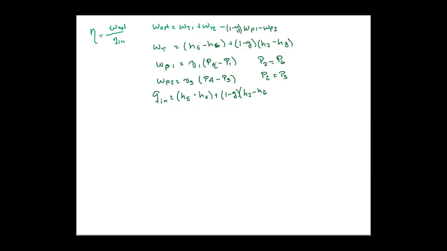H7 minus H6, because instead of having this full heat addition, we are just multiplying by the fraction of mass that we are heating. We are heating less water.